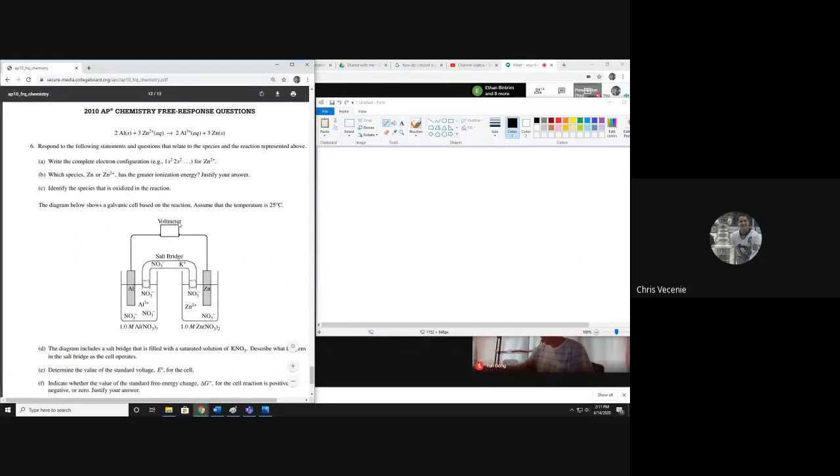Okay, so you guys are looking at this one, and obviously the electrochem stuff we've been tackling shows up at the bottom, but it all ties together with oxidation states and things like that. They give you this equation up here: 2Al plus 3Zn2+ go into 2Al3+ plus 3 zinc metal. It says to respond to the following statements about the reaction. First thing it wants is the complete electron configuration for the Zn2+.